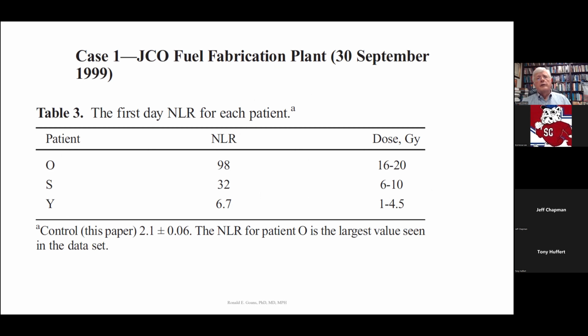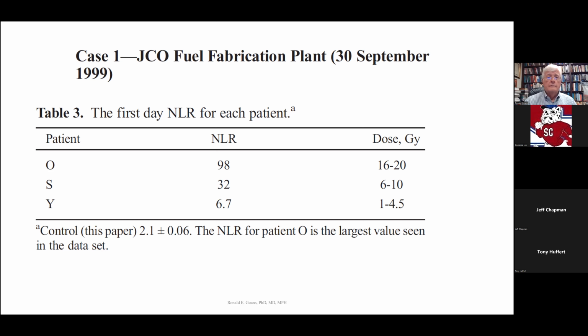So, okay, let's look at the neutrophil-lymphocyte ratio from these guys. Mr. O had the highest that I've ever seen. Remember now, control was 2.1. His was 98 in the first, actually 6 or 8 hours. In fact, his lymphocytes were just bottoming out dramatically. Mr. S had 32 and Mr.